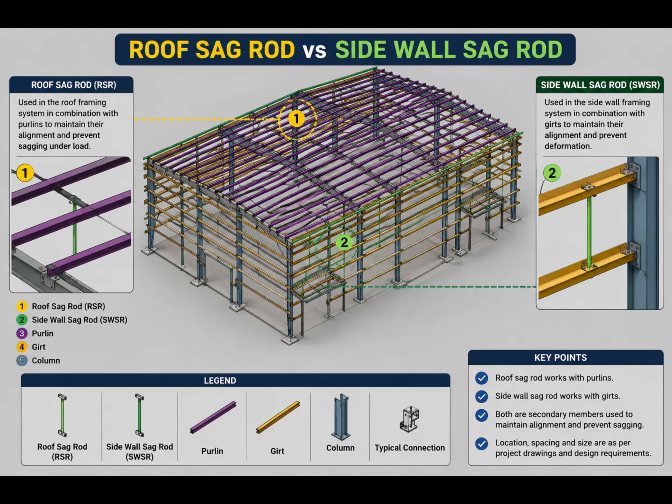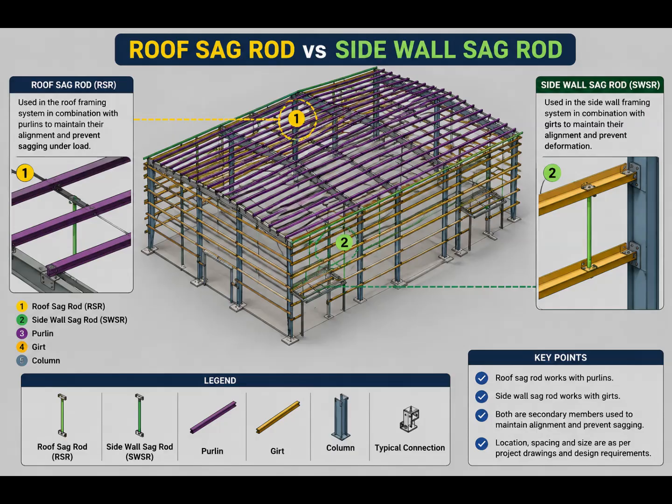So, let's summarize this slide one more time. A roof sag rod is used within the roof framing system in combination with the roof purlins to help maintain their alignment and prevent sagging under load. A side wall sag rod is used within the side wall framing system in combination with the wall girts to help maintain their alignment and prevent deformation. Both are secondary members, but they belong to different framing systems. The roof sag rod belongs to the roof purlin system. The side wall sag rod belongs to the wall girt system.